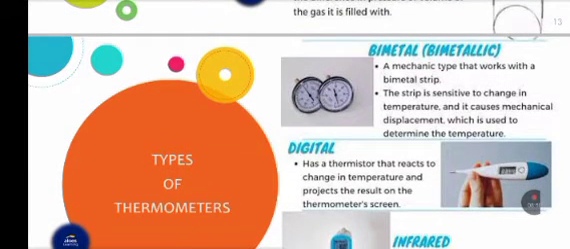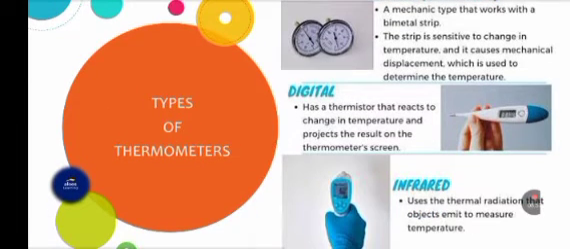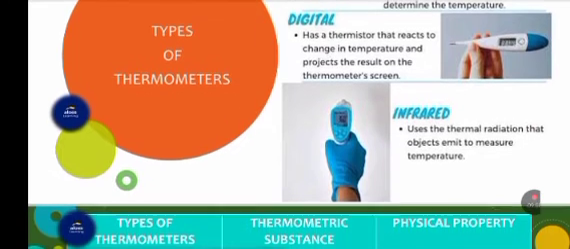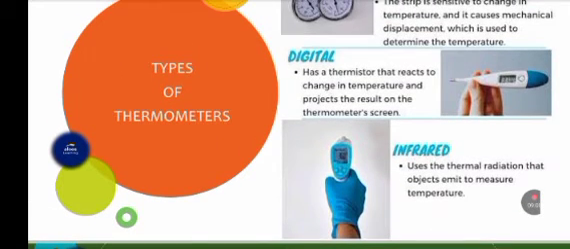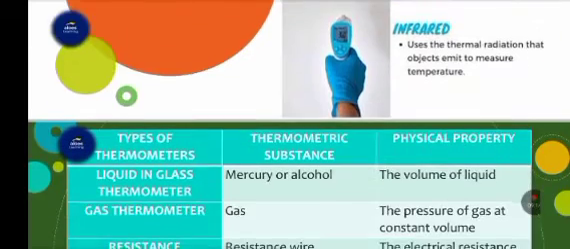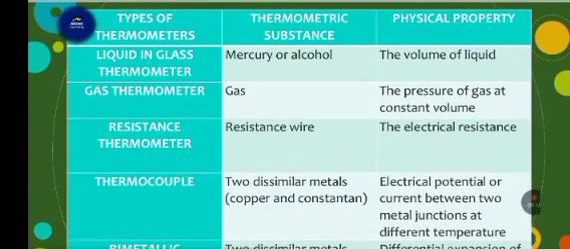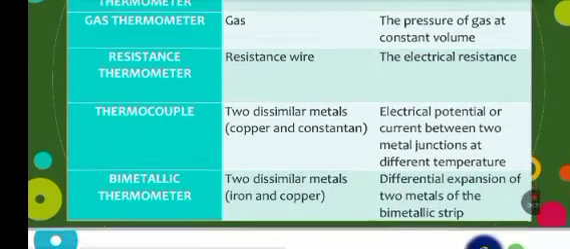This works based on the difference in pressure or volume of the gas which we fill it with. Also, we have the bimetallic thermometer, which works with a bimetallic strip that is very sensitive to changes in temperature. As well as the digital thermometer, which has a thermistor that reacts to temperature change and also projects the temperature change on a screen. Now we also have the infrared thermometer, which uses thermal radiation that objects emit to measure temperature. And this table also gives us a detailed view of the thermometric substance as well as the physical properties.